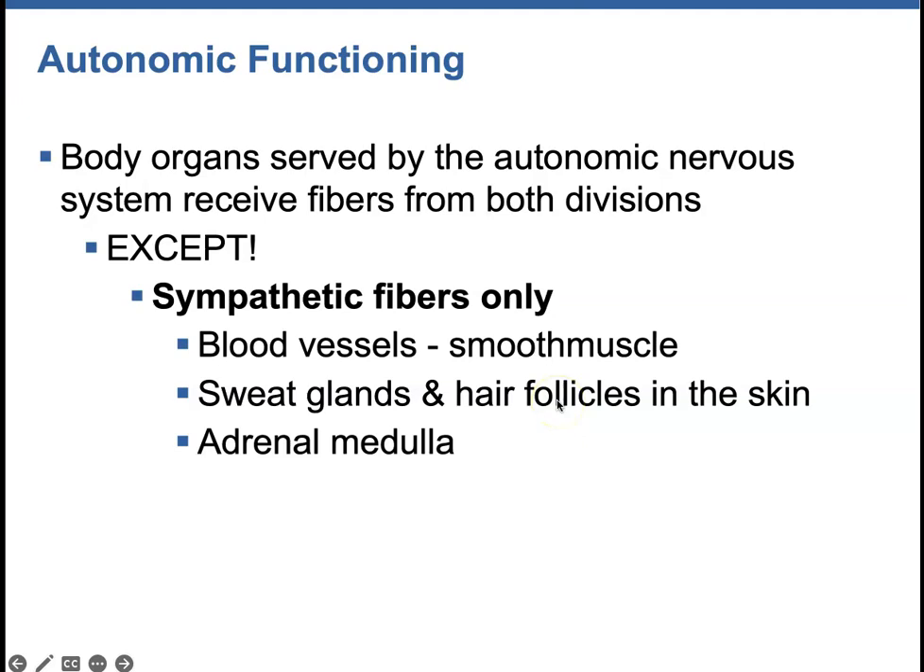Most organs, like say your digestive system, are going to have connections from both sympathetic and parasympathetic. However, sympathetic fibers are only going to your blood vessel muscle, sweat glands and hair follicles in your skin, and what we call the adrenal medulla. These pieces do not have parasympathetic connection. So your sympathetic system is what's controlling this.